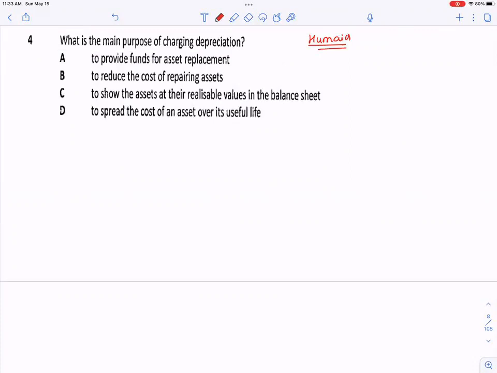For me, I also find C as the correct answer. Even D is the correct answer. But when there is more than one correct answer, the closest correct answer would be the appropriate answer. So just memorize this. What is the main purpose of charging depreciation? To spread the cost of an asset over its estimated useful life.